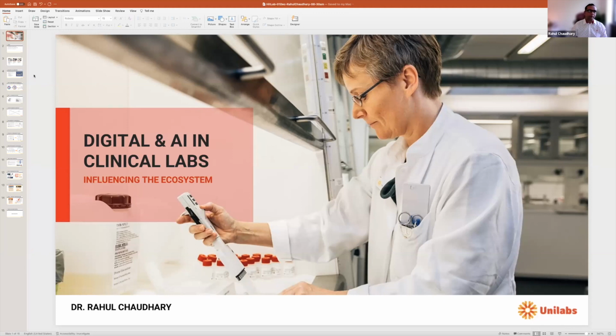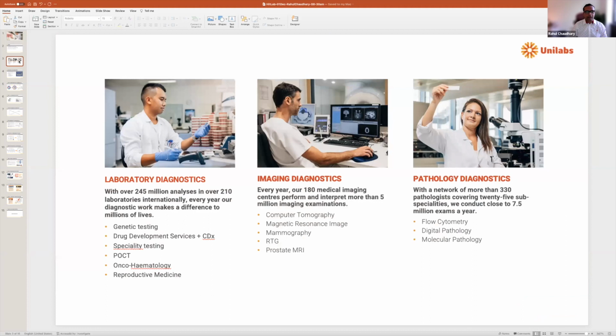Now, for people who don't know Unilabs, we are a multi-country, multi-lab organization doing a number of lab testing. So for people in Europe, you very well recognize this name. For attendees in the US, LabCorp or Quest might come to mind. That's the kind of work we do.